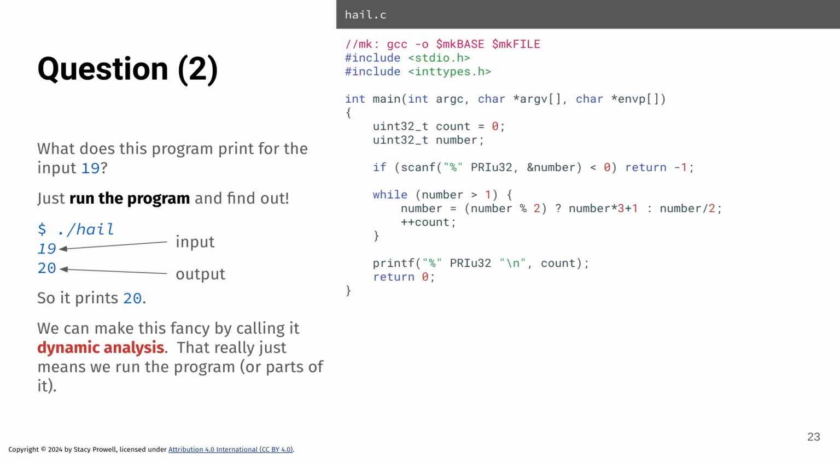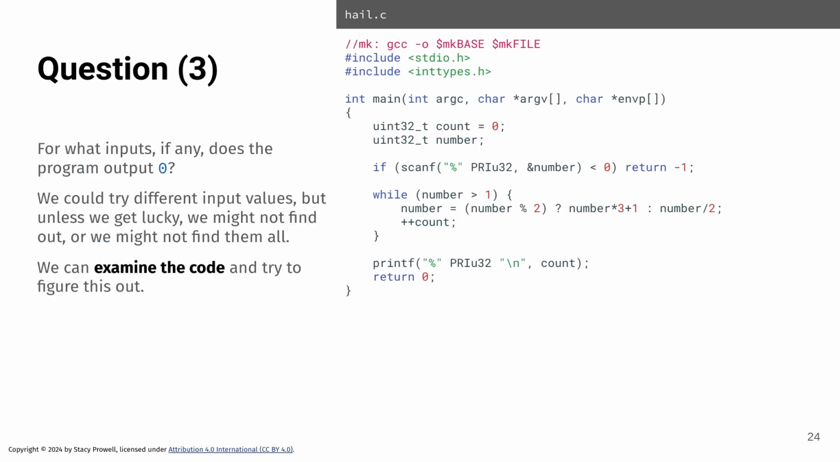We can call this dynamic analysis because we ran the code, right? We don't want to say, well, I ran the code and checked it. We want to sound like we're erudite people with advanced degrees in computer science, and so we say, I did dynamic analysis on this program and determined that for an input of 19, it yields an output of 20 in some cases. Wow, okay, that sounds smart, but it's really just, I ran the program.